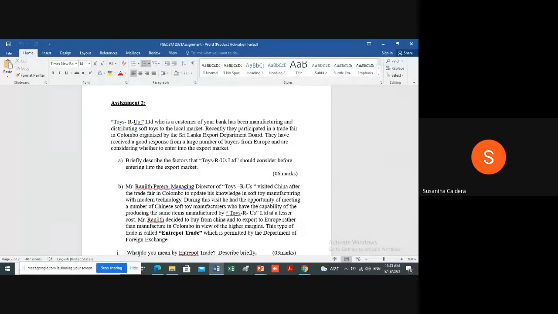Toys R Us Limited, who is a customer of your bank, has been manufacturing and distributing soft toys to the local market. Recently, they participated in a trade fair in Colombo organized by the Sri Lanka Export.